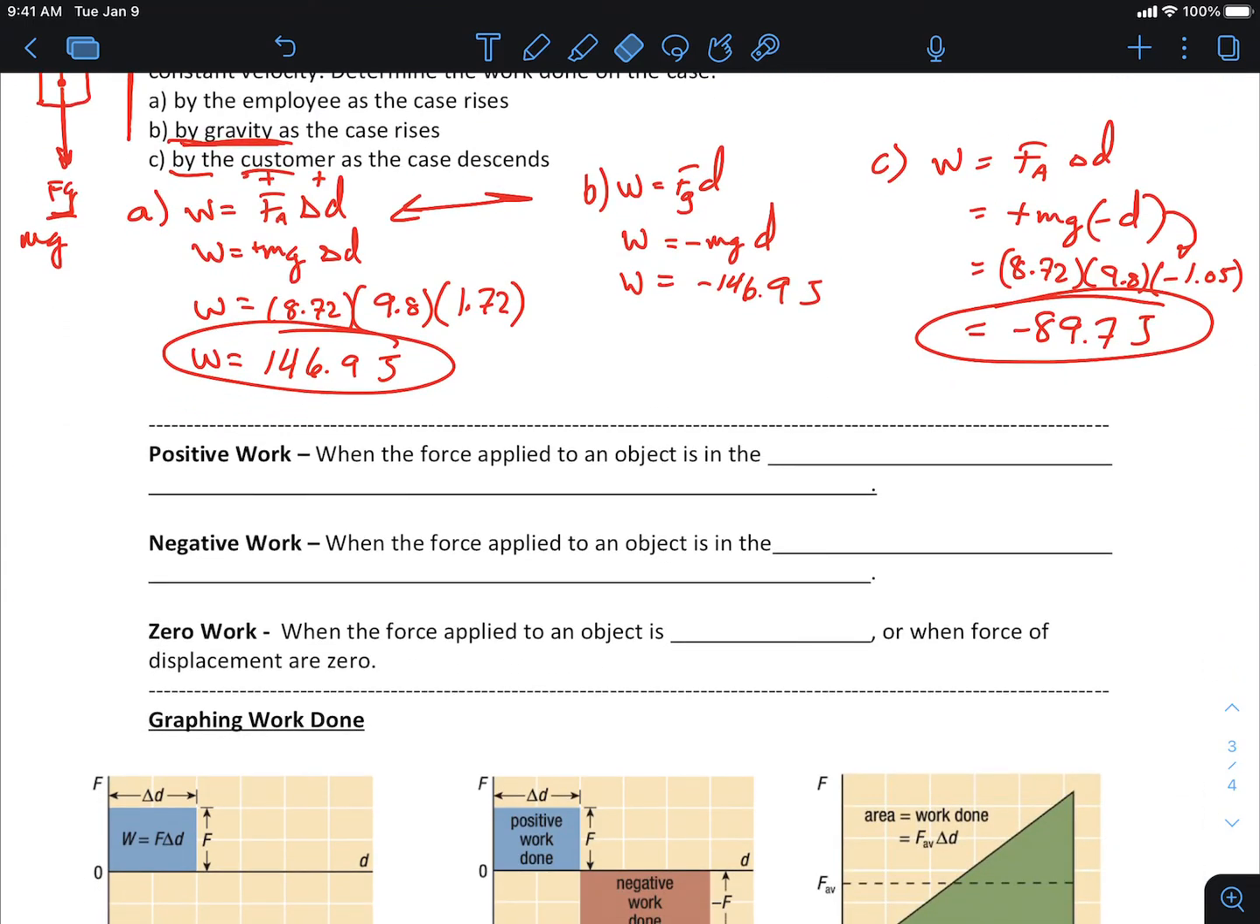So positive work happens when the force applied, right? You'll see the words force applied the whole way, right? To an object is in the same direction as the displacement. Okay? Work is positive.